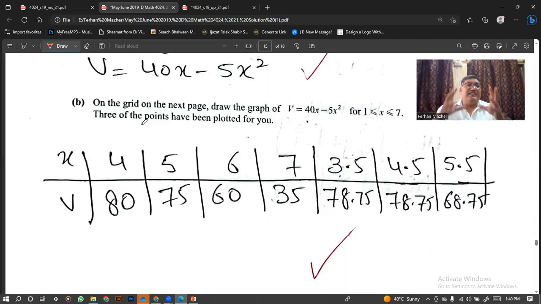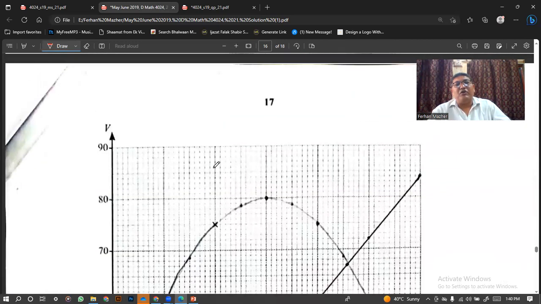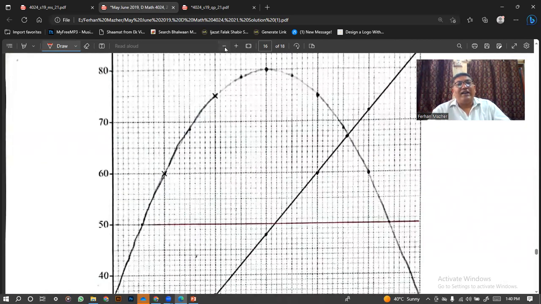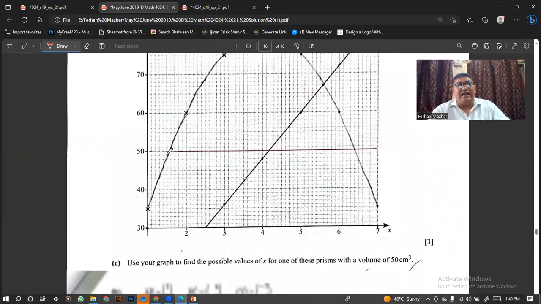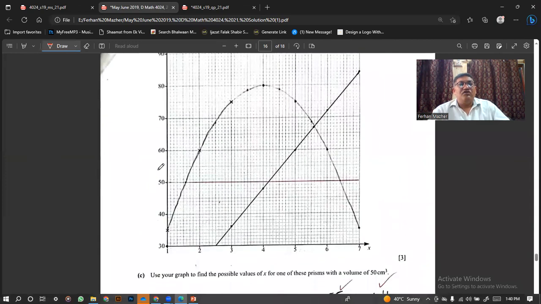I will plot these points on that grid. So remember these points and simply plot them on this grid. I plotted these points on this graph, and then I joined them with a smooth curve. So I got this shape.